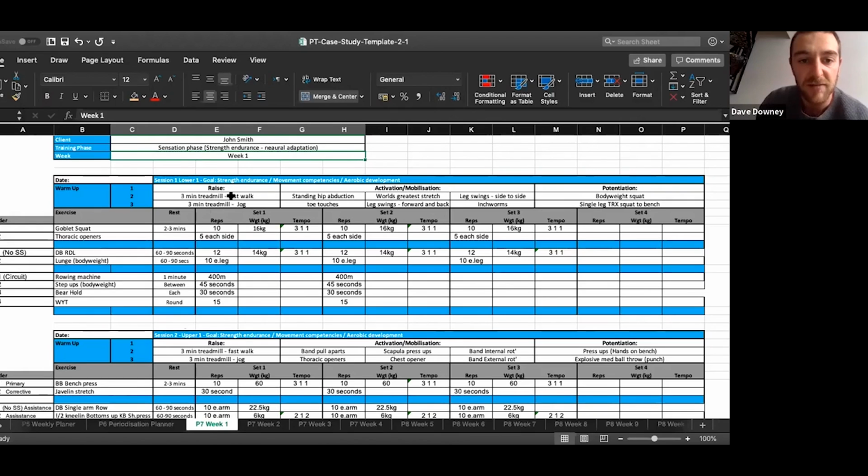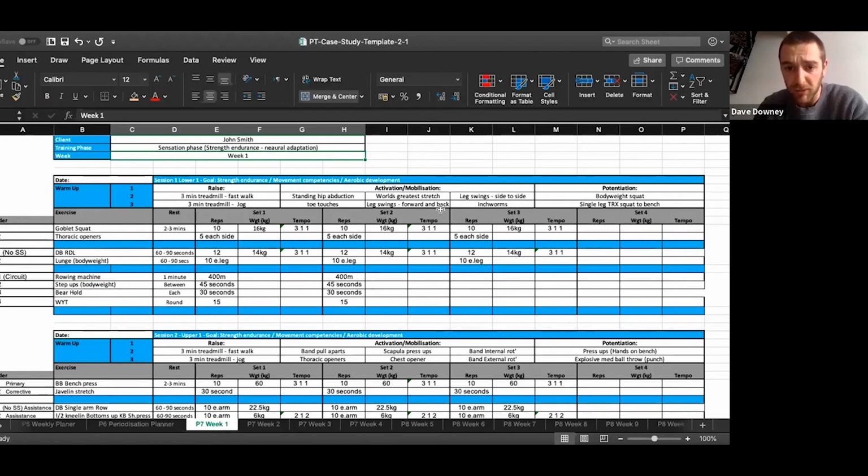So our raise phase is going to be something simple, just a fast walk on a treadmill into a jog, just to raise that heart rate before we move on to any sort of activation or mobilization. So we're focusing here, if we have a look, so obviously it's a lower body session. So a little bit of glutes, a little bit of mobilization. So we've got your standing hip abduction, toe touches, world's greatest stretch. You've got your leg swings forward and back and side to side. And then you've got your inchworms.